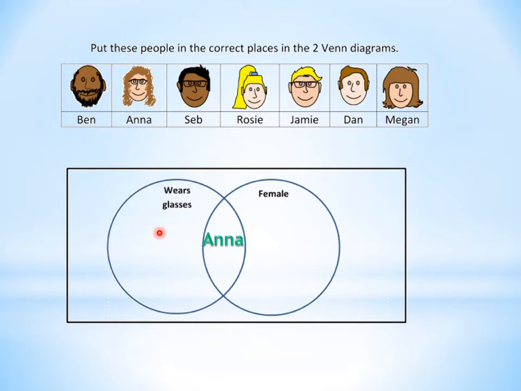Now let's fill this circle. I will put here the names of the people wearing glasses but are not females. Let's have a look. Ben doesn't wear glasses. Anna, we already wrote it. Seb is wearing glasses and he's not a female, he's a male. So Seb goes here in this part.